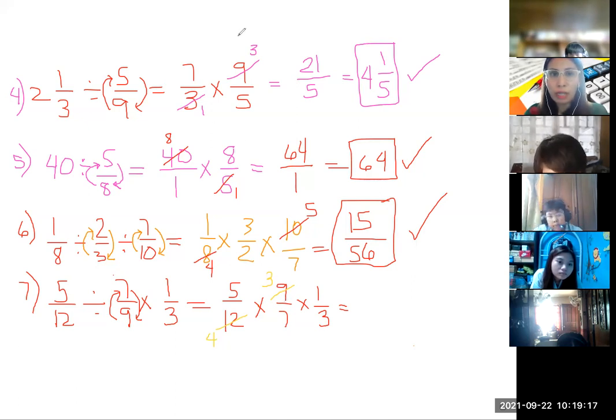So, simplify again, it can still be simplified. 3 and 3: 3 divided by 3 is 1, 3 divided by 3 is 1. So only 5 is left: 5 times 1 times 1 is 5. And 4 times 7 is 28, times 1.